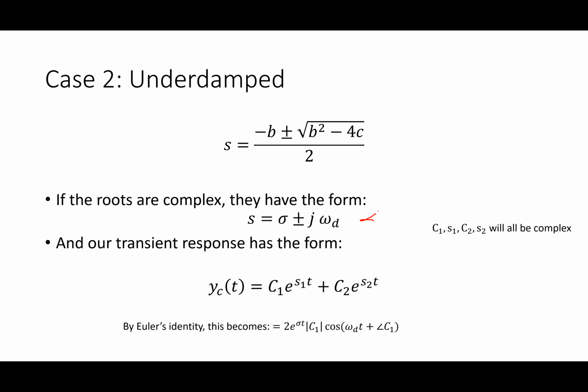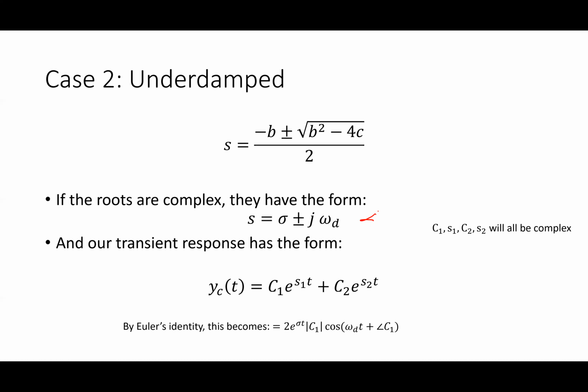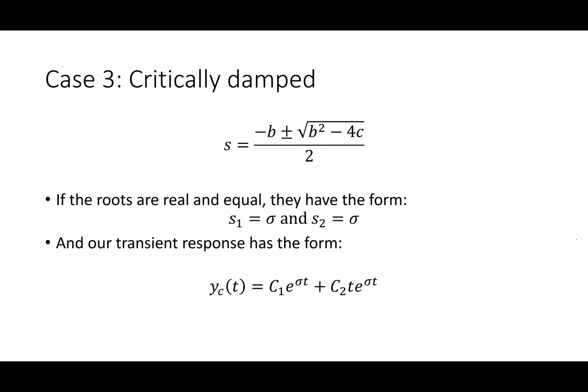Notice they're complex and they're conjugates of each other. All right. Now, in both case one and case two here, one comment I make is that the coefficients on the exponentials and the roots are both complex. Okay. If I get to critically damped, the roots repeat. All right. So I have here what we change in our transient response.